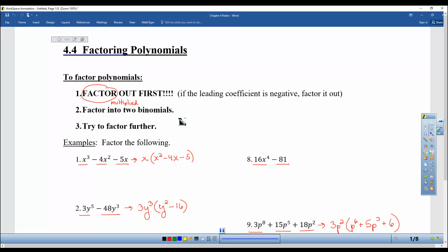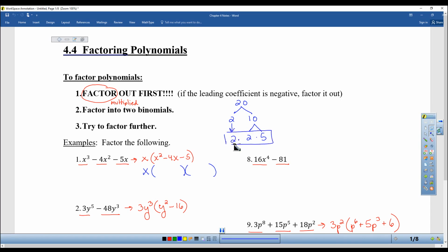So I'm going to leave the factoring out first in red, and now I'm going to switch to blue. The second thing you should try and do is factor into 2 binomials. Now, it's really important that you leave the x there. That's still part of the factoring. Think about it this way. If you were to factor 20 into 2 and 10, and then you factored 10 into 2 and 5, but you left the 2 out, 2 times 5 doesn't make 20. You need to bring that 2 down.